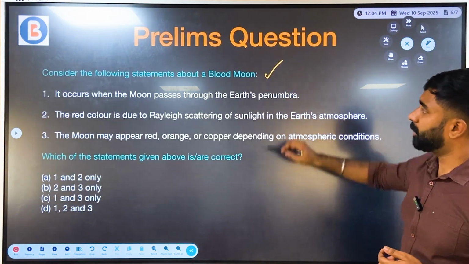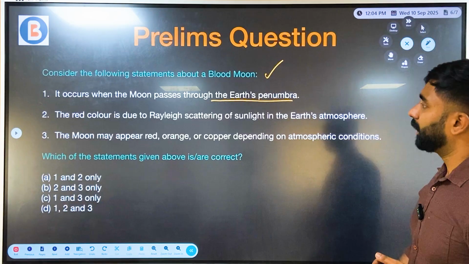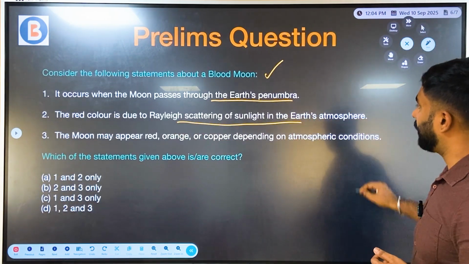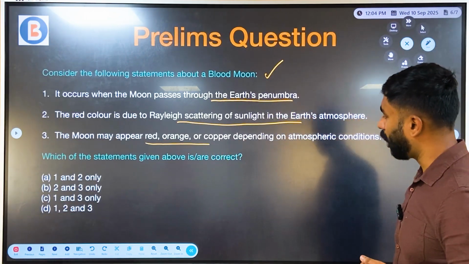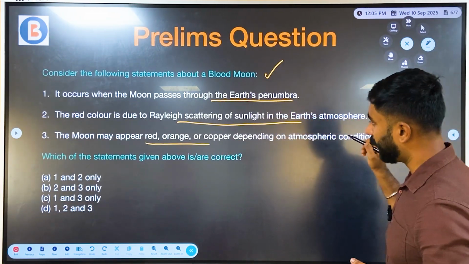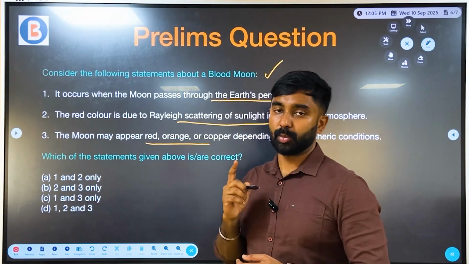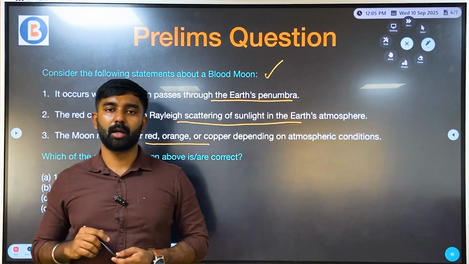Consider the following statements about a blood moon. First, it occurs when the moon passes through the Earth's penumbra. Second, the red color is due to Rayleigh scattering of sunlight in the Earth's atmosphere. Third, the moon may appear red, orange or copper depending on atmospheric conditions. Which of the statements given above are correct? So please use the comment section and also your common sense, right? Try and answer this particular question.